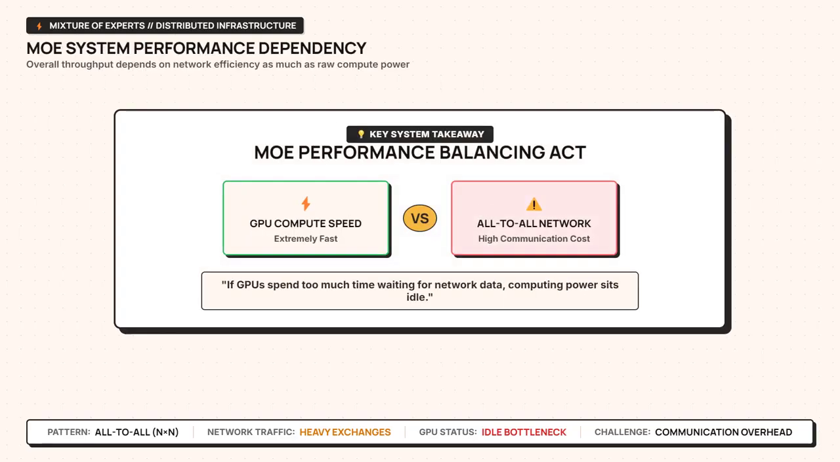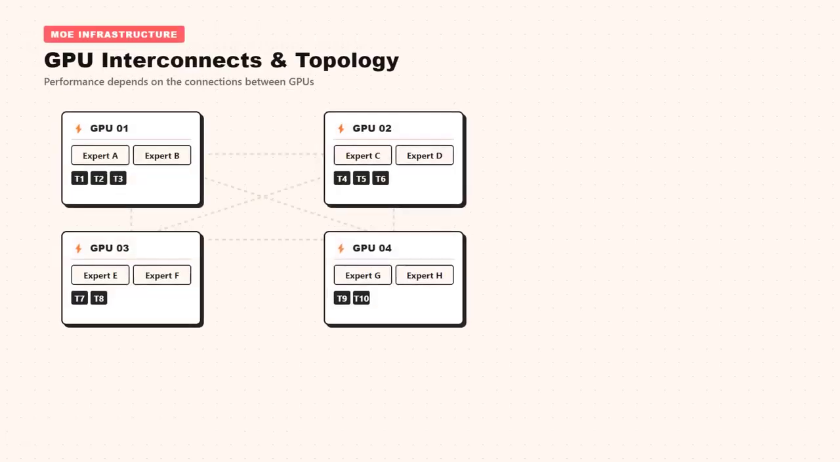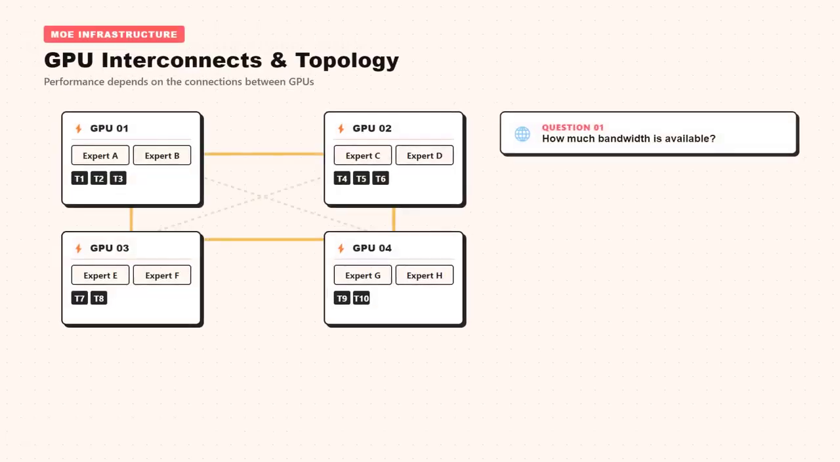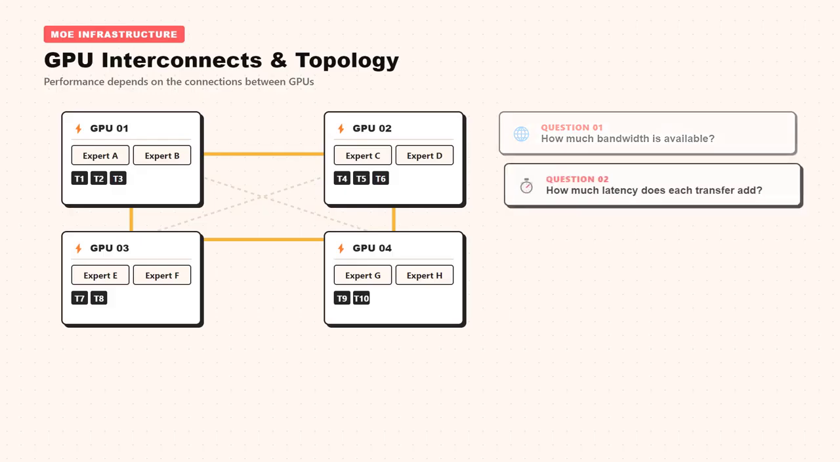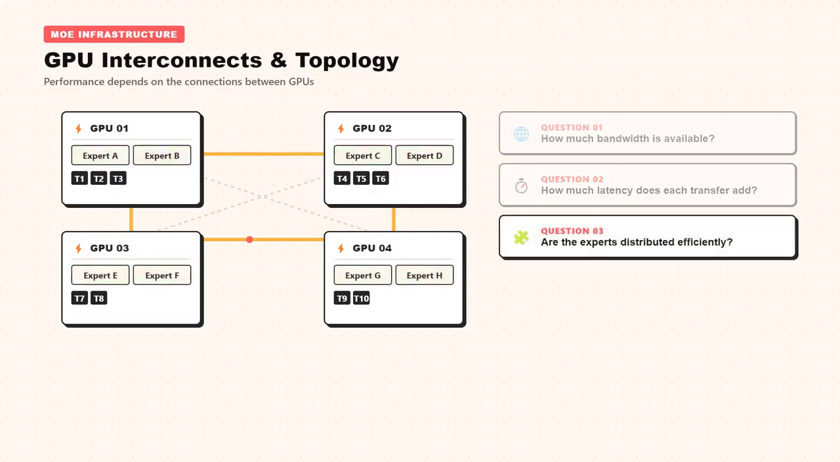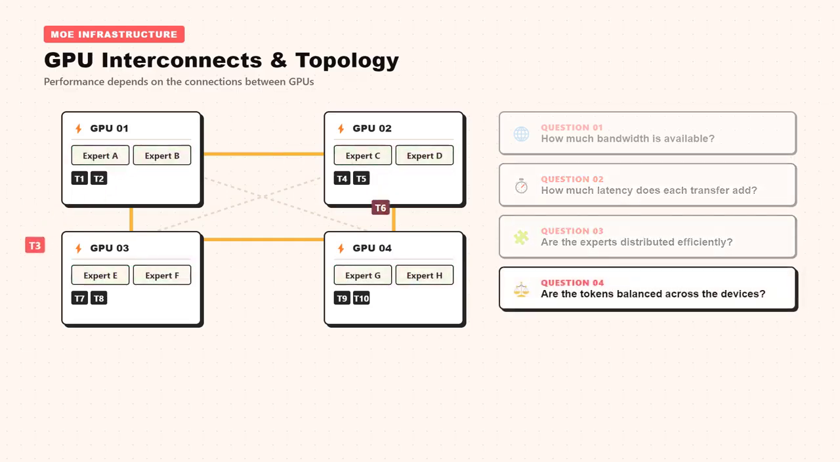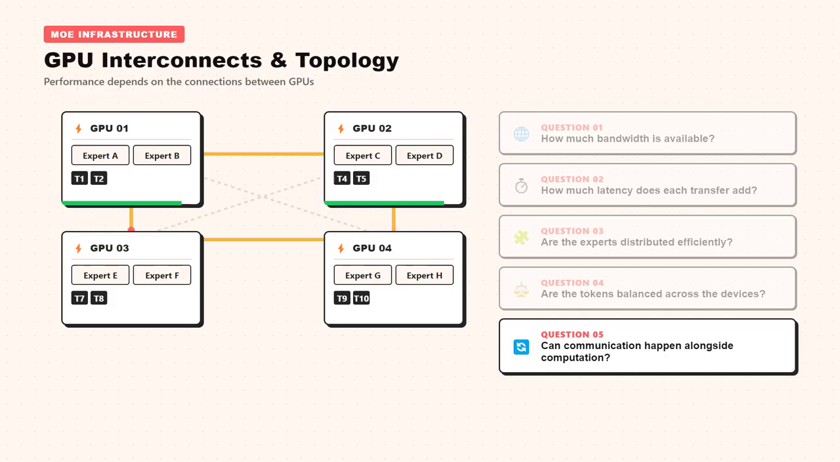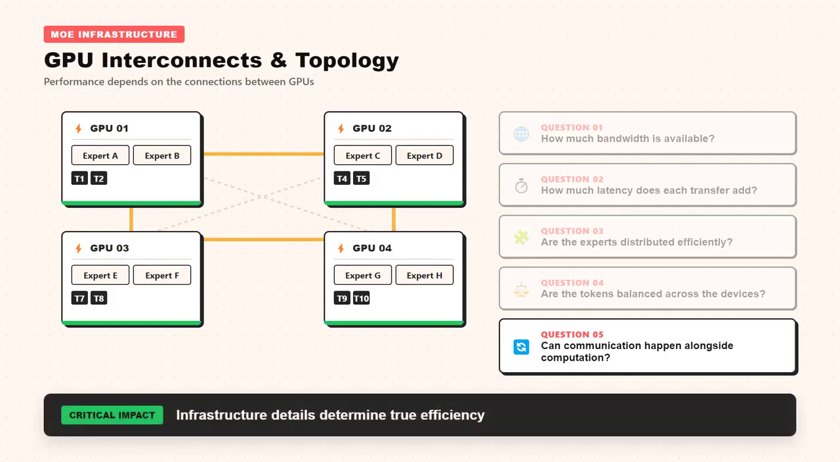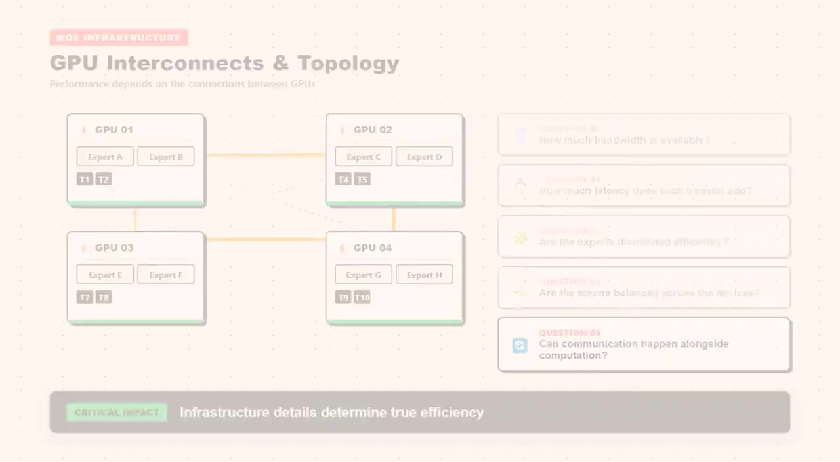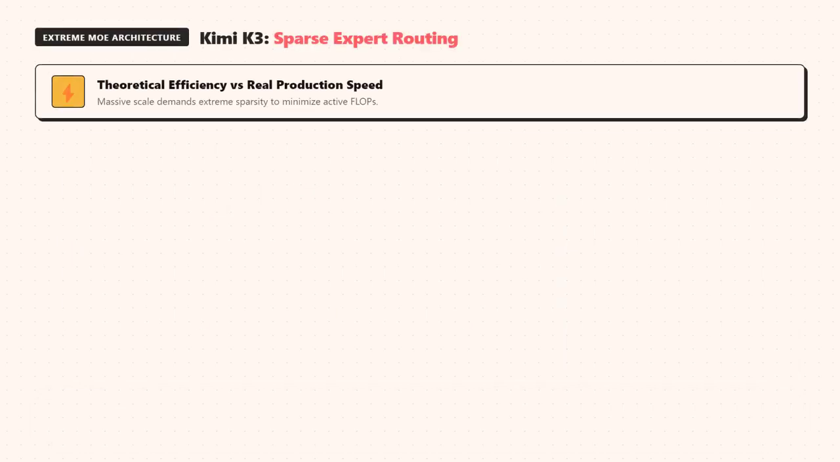This means an MoE model's performance depends not only on the GPUs, but also on the connections between them. How much bandwidth is available? How much latency does each transfer add? Are the experts distributed efficiently? Are the tokens balanced across the devices? Can communication happen at the same time as computation? These infrastructure details can determine whether a theoretically efficient model is actually fast in production.